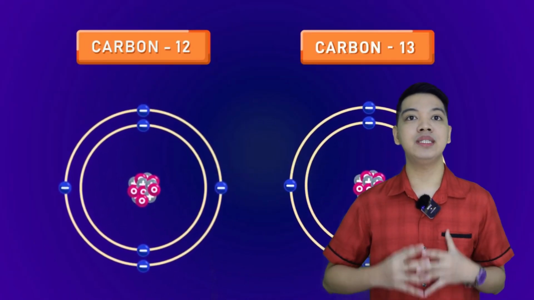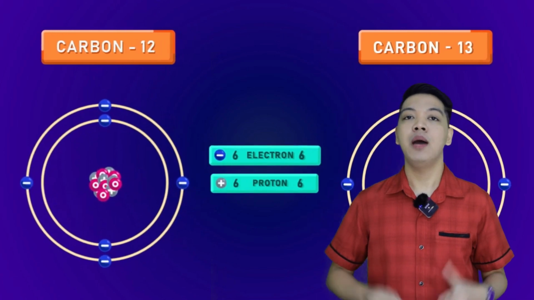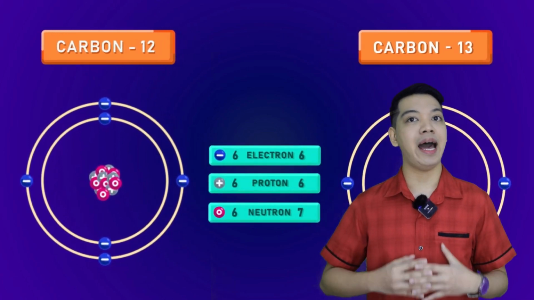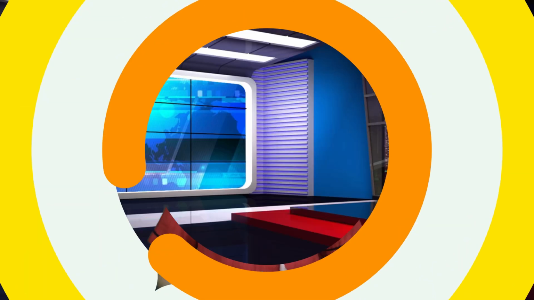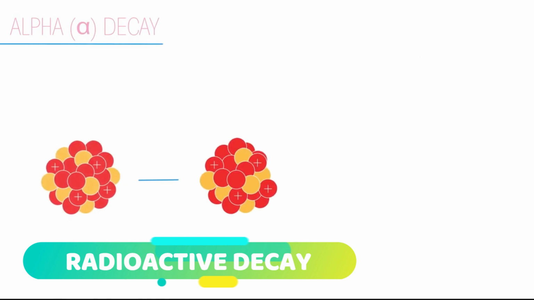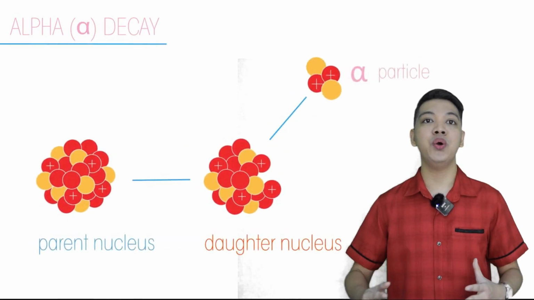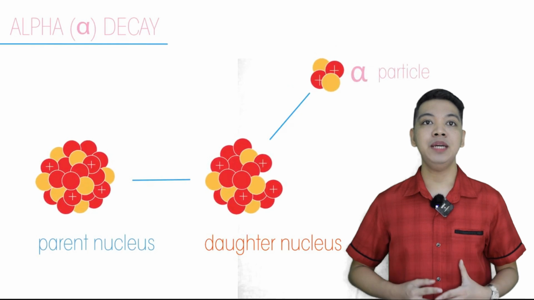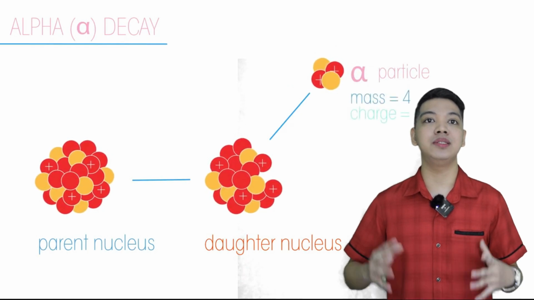So, let's talk about isotopes. Atoms of the same element that have the same number of protons but different numbers of neutrons are called isotopes. Most isotopes are stable, but some are not. These unstable isotopes are what we call radioactive. When a radioactive isotope breaks down into a stable isotope of the same element or another element, we call it radioactive decay. The unstable isotope is known as the parent isotope, while the stable one produced by decay is called the daughter isotope.